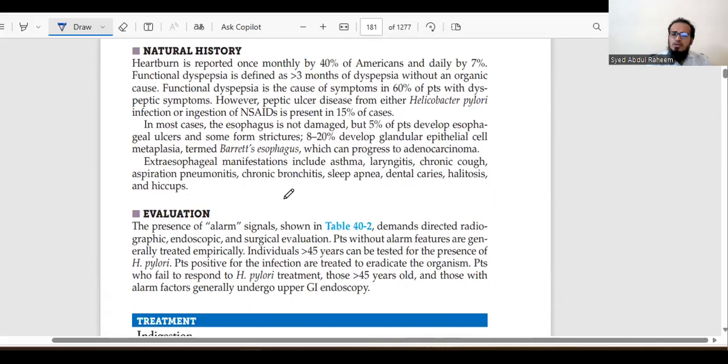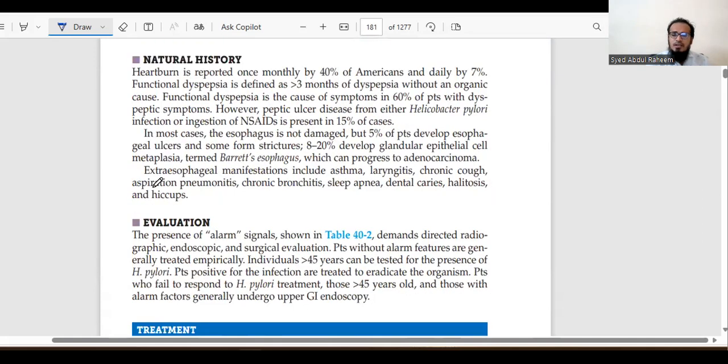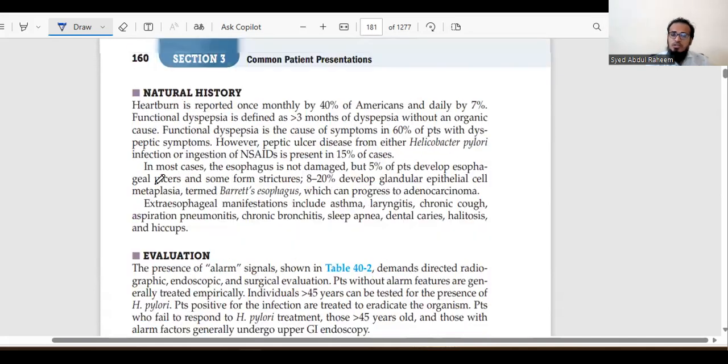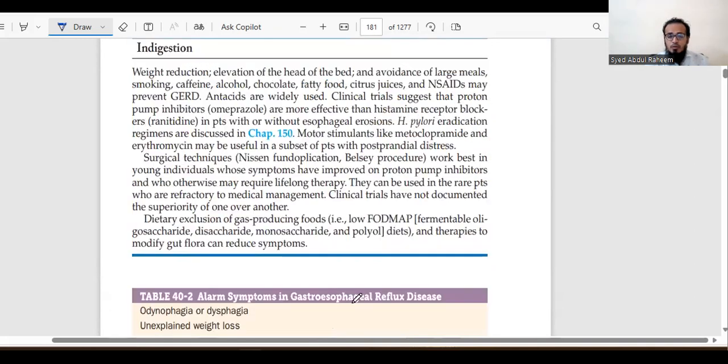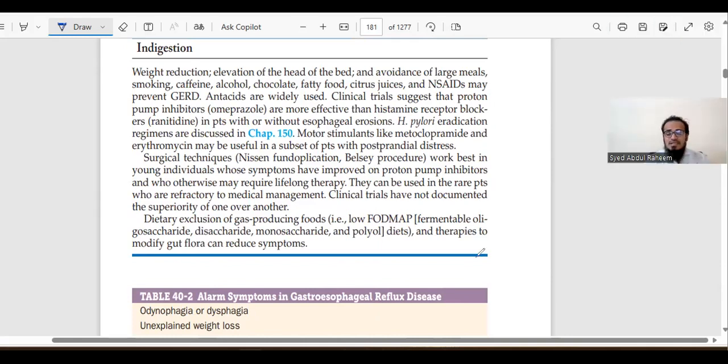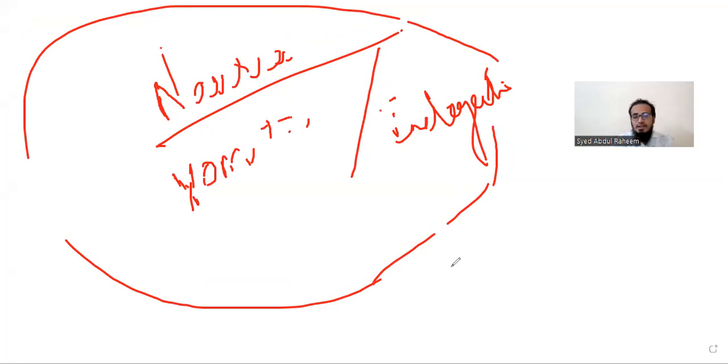So you have to ask the patient how long this problem has been there, and what type of symptoms they are suffering from. These are the questions you have to ask. Then you will get the basic reason behind the indigestion.